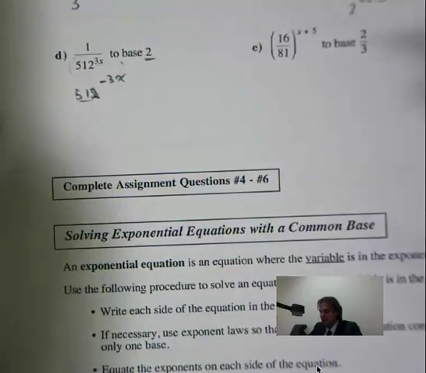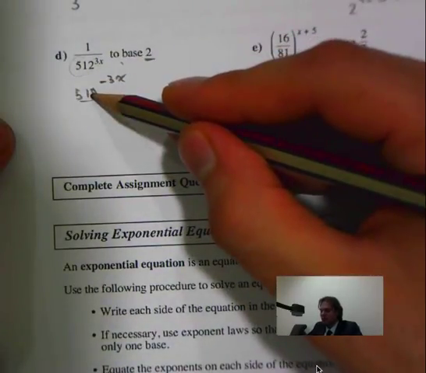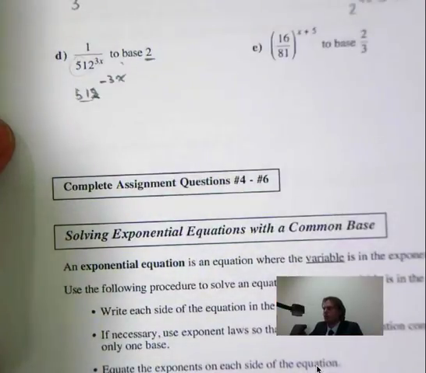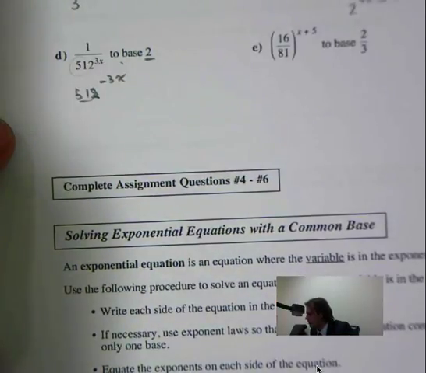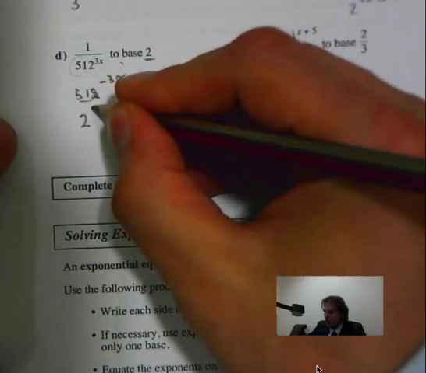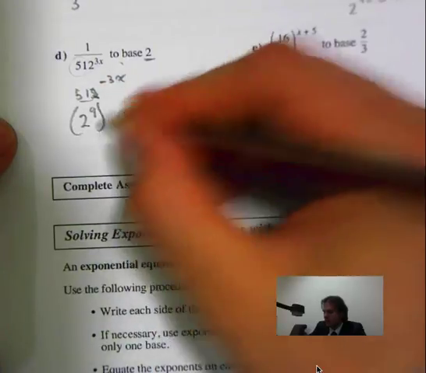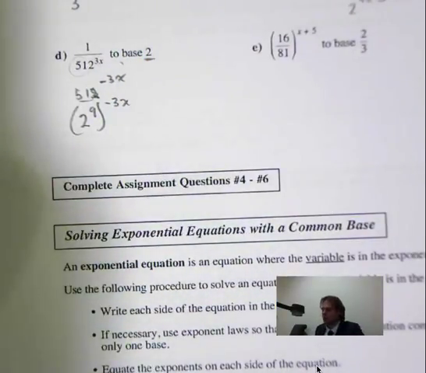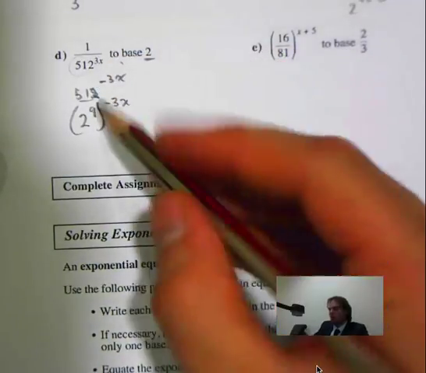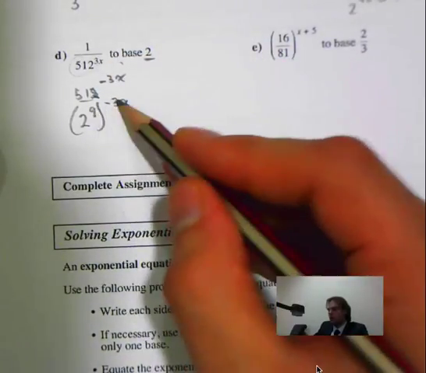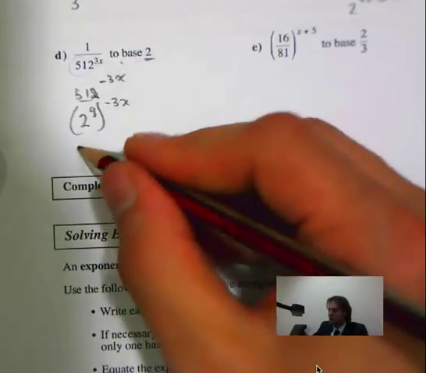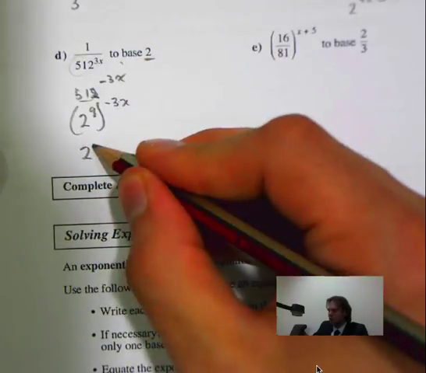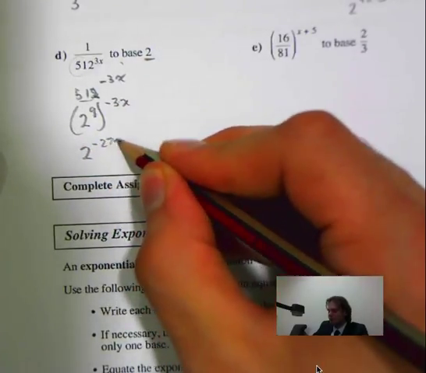Okay? Next, well, we have 512. How many 2's are in 512? Oh, I think that's around 2 to the 8 or so. Oh, 2 to the 9. So that is 2 to the power of 9 is equal to 512, 3x. We can multiply 2 together many times if you want as well. Now, the power of a product, power of a power. So we have this. This is going to give me 2 to the negative 27x.